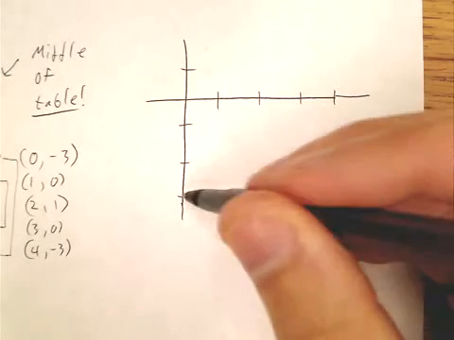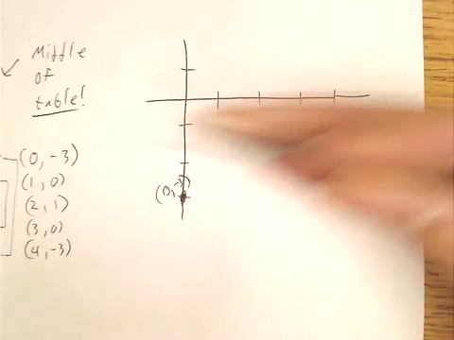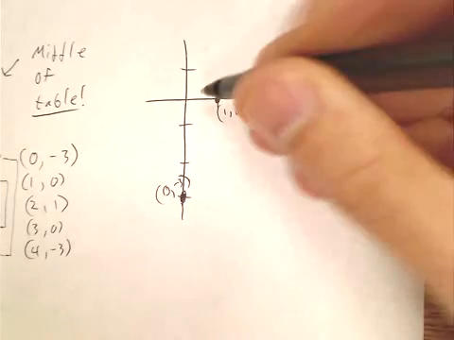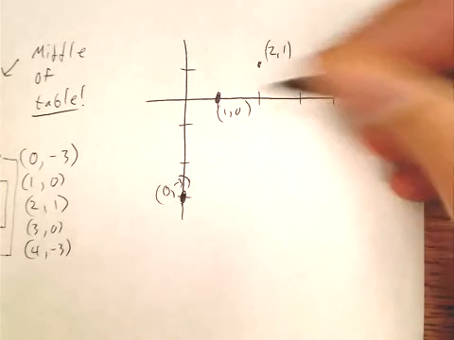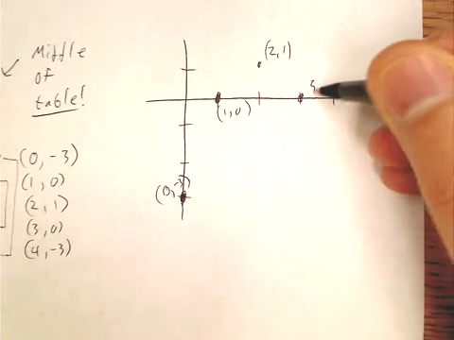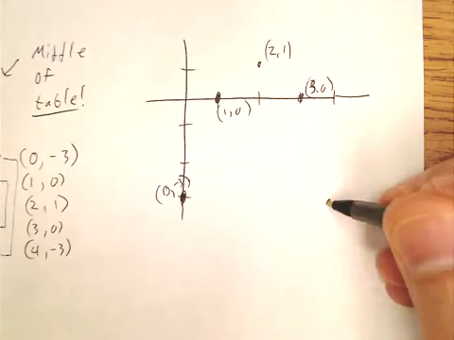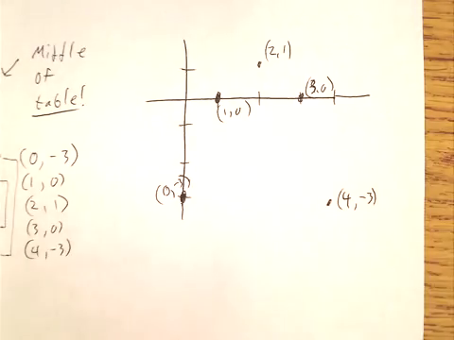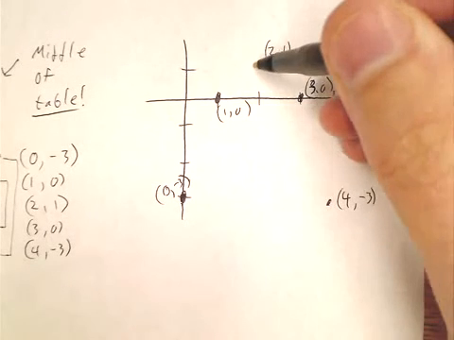Okay, so 0, negative 3 is right here. 1, 0 is right here. 2, 1 is right here. 3, 0 is right here. And 4, negative 3 is right about there. I went ahead and labeled those for your convenience. And let's graph this out.